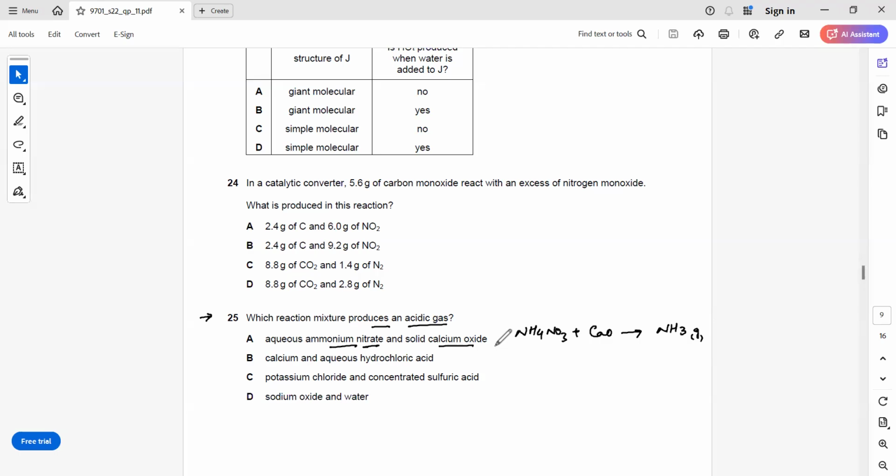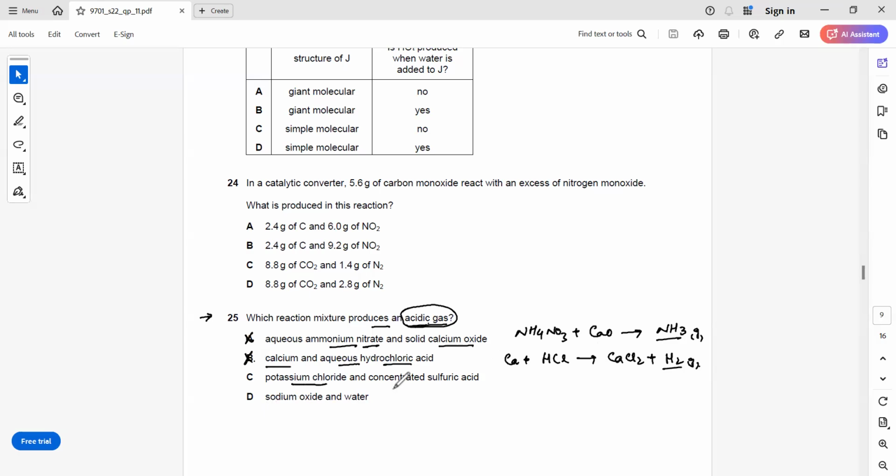So here, ammonia is basic in nature. They are saying acidic gas. That means option A is not correct. What about option B? Calcium and aqueous hydrochloric acid. When metal reacts with hydrochloric acid, it will give us calcium chloride, salt, and H2 gas. So it's not acidic. So option B is gone.